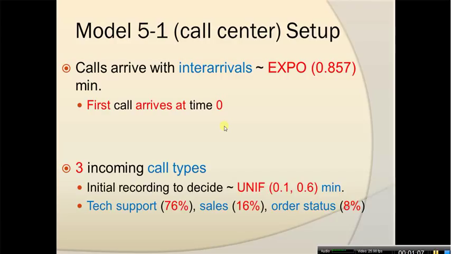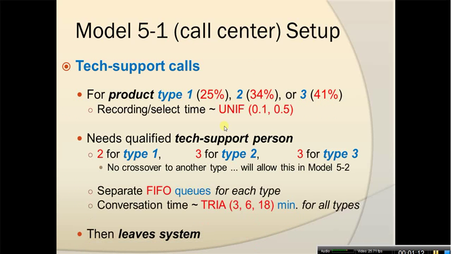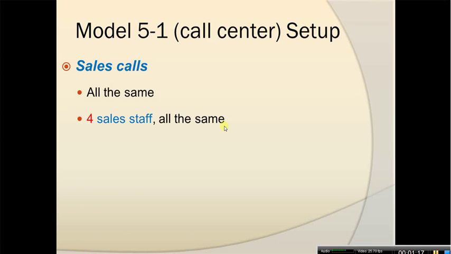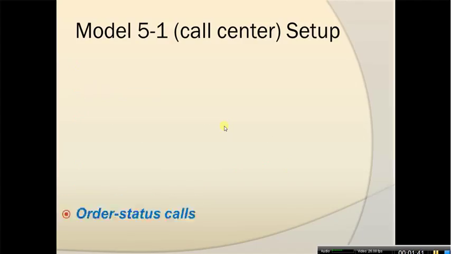So now we need to talk about sales and order status calls. All of this we have done in Part A. For the sales calls, I would like to remind you that we don't have different types of calls. They're all the same. We have 4 sales staff, and we have one first in, first out queue feeding all sales staff. The conversation time is triangular with parameters 4, 15, and 45. After the conversation is done, the sales call leaves the system.